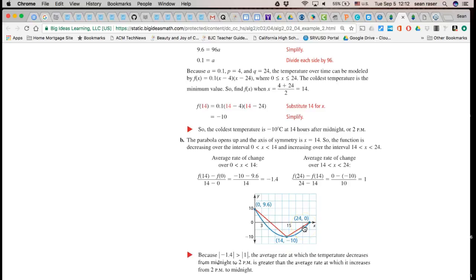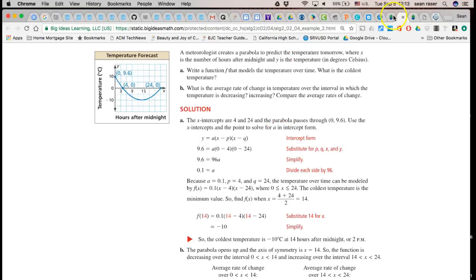Is what do you notice? Is one faster than the other? So because this is a greater number, it means that during the interval which it's decreasing, it's going down at a greater rate than the rate at which it's increasing. Okay, so that's how you solve that problem.